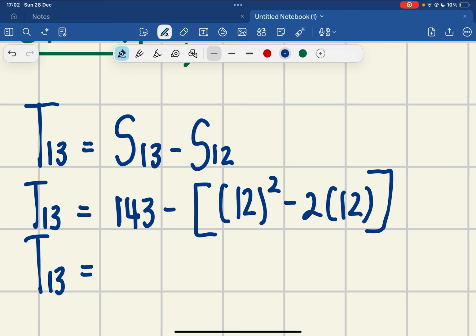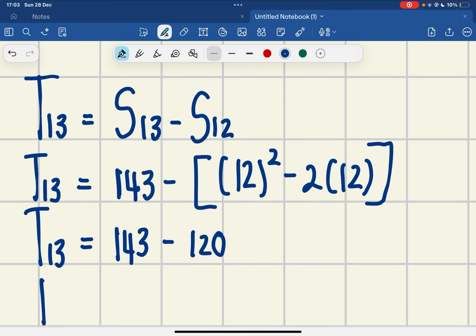12 squared minus 2 times 12 is 120. So 143 minus 120 tells us that T13 is equal to 23. Let's just double check and plug everything back into our calculator.